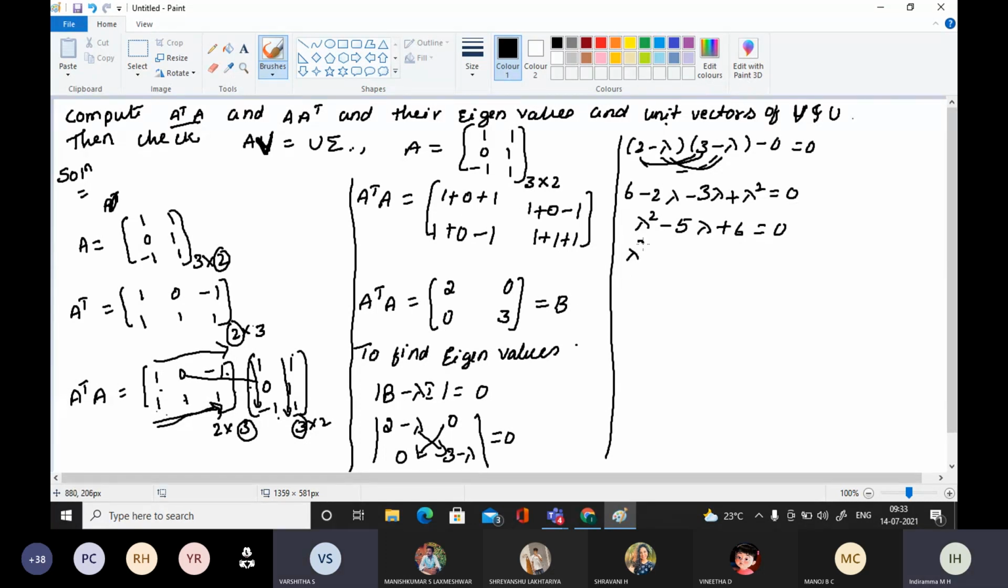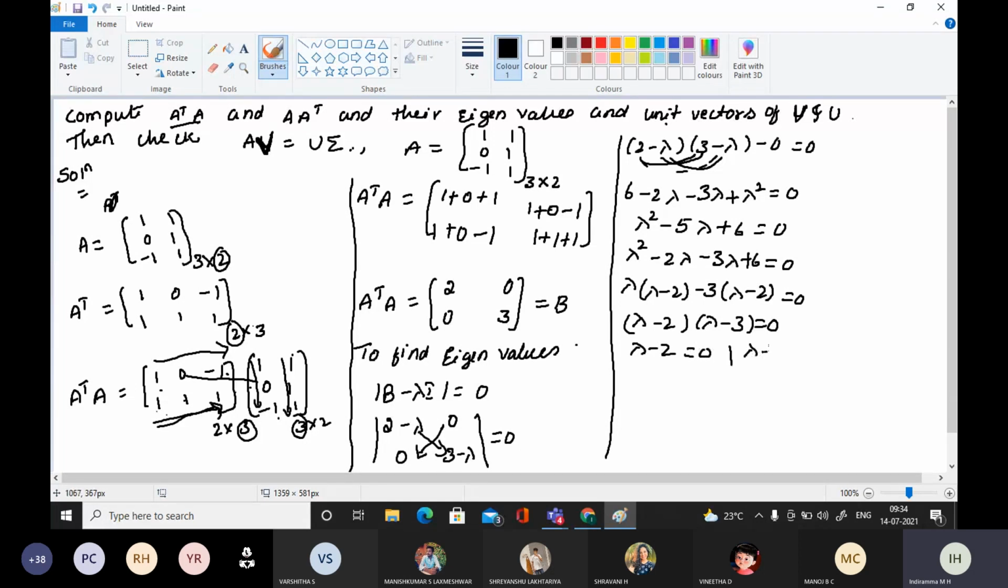3 2s are 6, right? That is 2 lambda minus 3 lambda. Take lambda common: lambda minus 2, minus 3 common, lambda minus 2 equal to 0. So (lambda minus 2) into (lambda minus 3) is equal to 0. Therefore, either lambda minus 2 equal to 0 or lambda minus 3 is equal to 0. So lambda equal to 2 and lambda equal to 3.